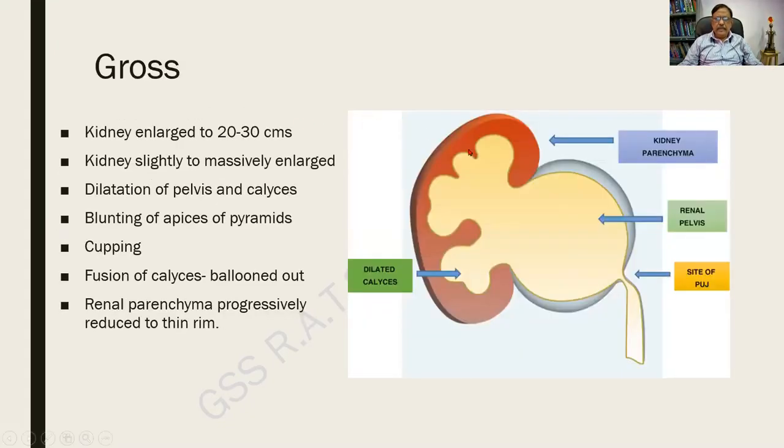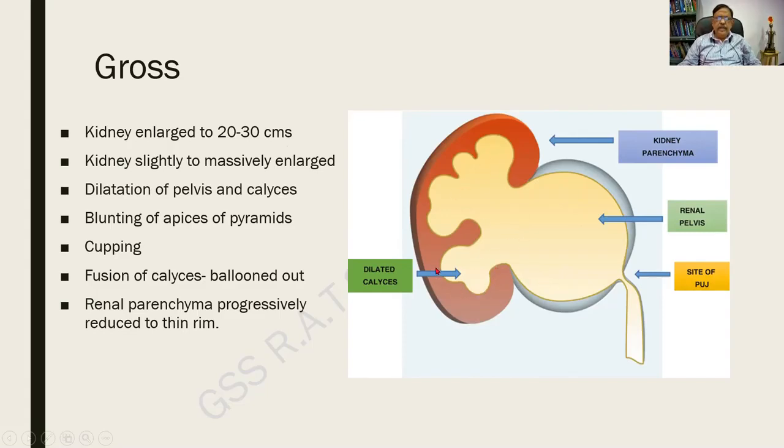What happens in a case of hydronephrosis? The kidney is enlarged. It can be mild or it can be severe, sometimes 20 to 30 centimeters or even more. There is a specimen in one of the medical colleges wherein the kidney is just like an inflated balloon. There is a distension of the pelvis and the calyces. Pelvis, calyces, all are being distended.